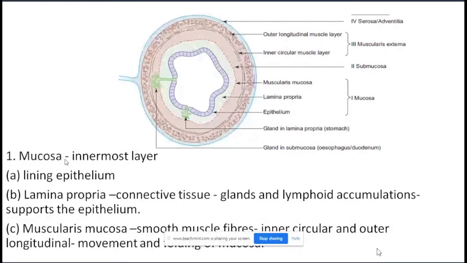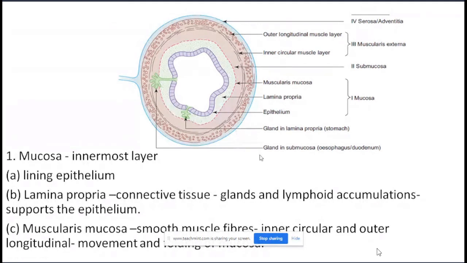Okay, then the next layer of the mucosa is the lamina propria. Here it consists of connective tissue. In some parts you will get glands, and in some parts lymphatic tissue. So lamina propria is the second layer, and it mostly consists of connective tissue. The white part you can see is the lamina propria. Now the third layer is called muscularis mucosae.